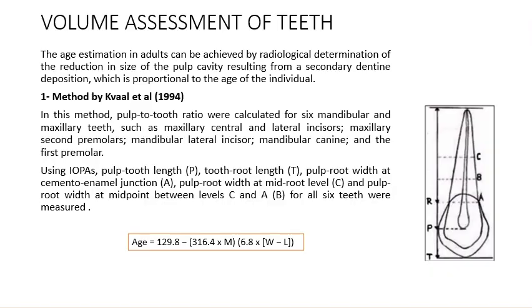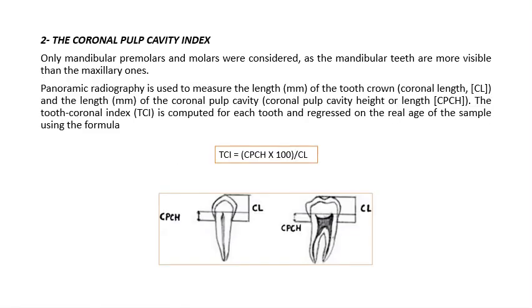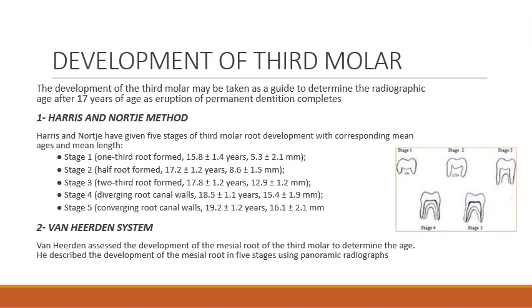So, in Kvaal's method, the pulp to tooth ratio was calculated for 6 mandibular and maxillary teeth using IOPAs, and it was substituted in a formula to determine the age. In the coronal pulp cavity index, only the mandibular premolars and molars are considered, as the mandibular teeth are more visible than the maxillary ones. Panoramic radiography is used to measure the length of the tooth crown and length of the coronal pulp, and it's substituted in a formula to determine the age.